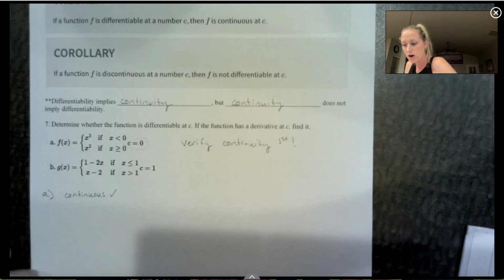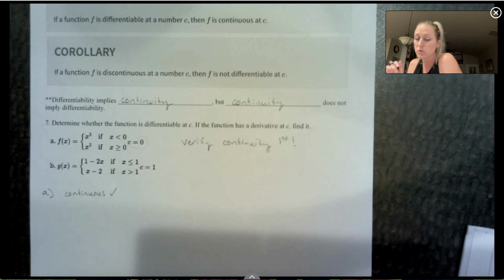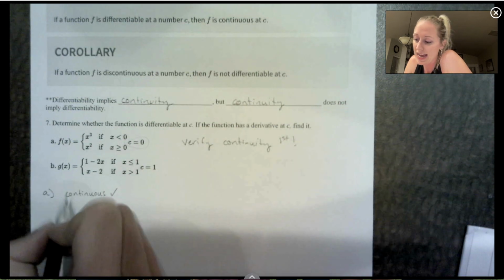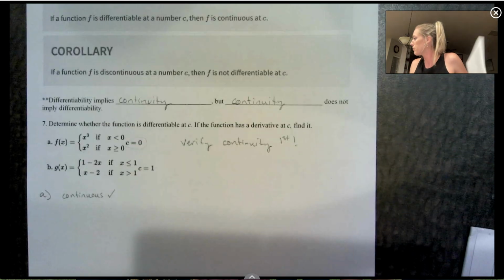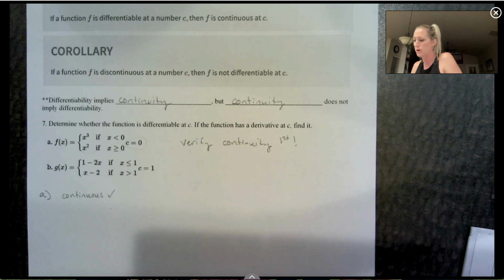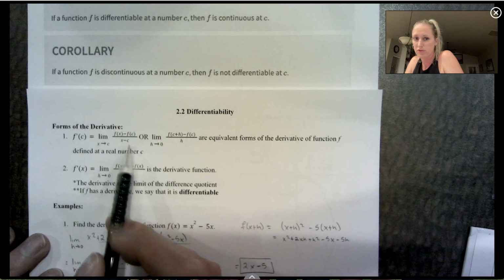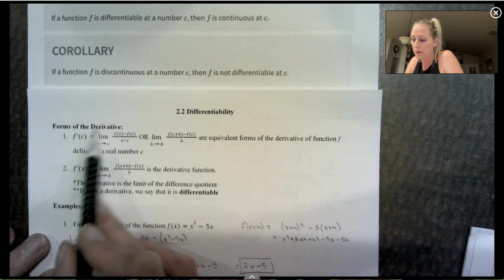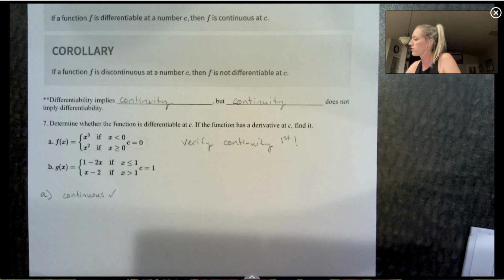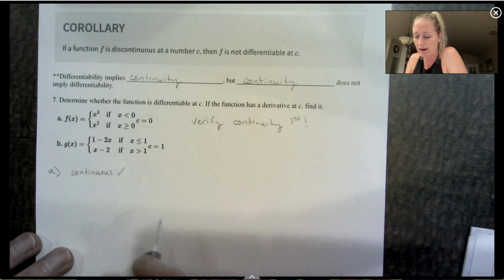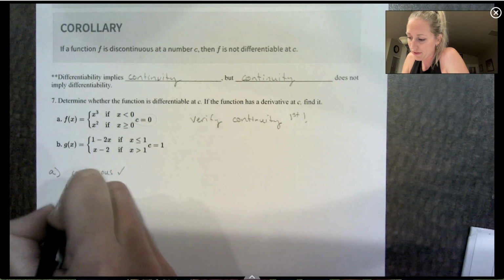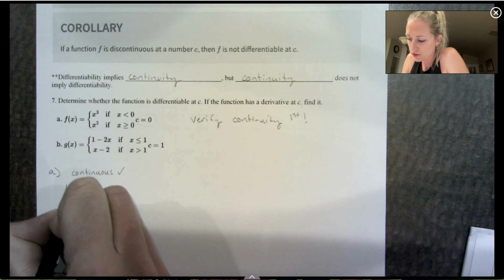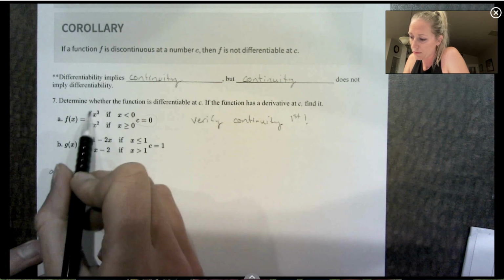Okay, now we're going to look at the limit. So we're going to use our derivative definition at a number. Because it's a piecewise function, we are going to do left and right limits. So we're going to do the limit as x approaches 0 from the left.